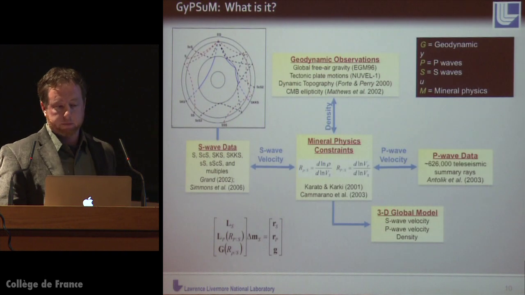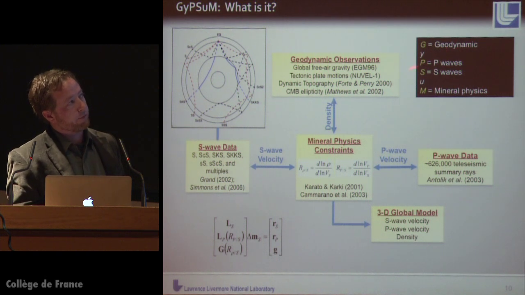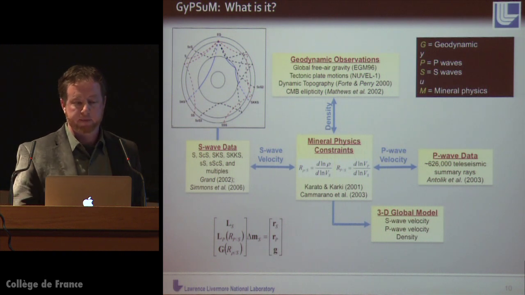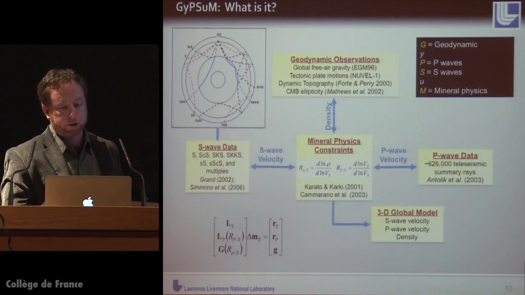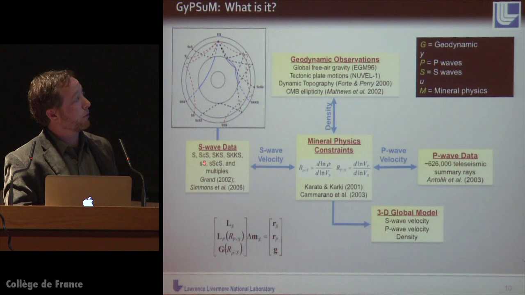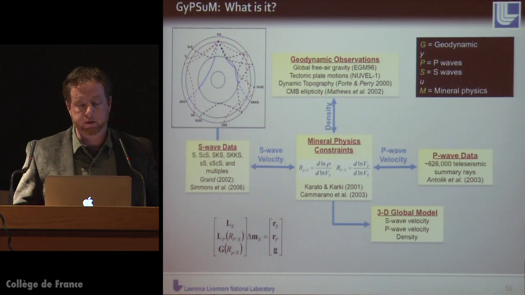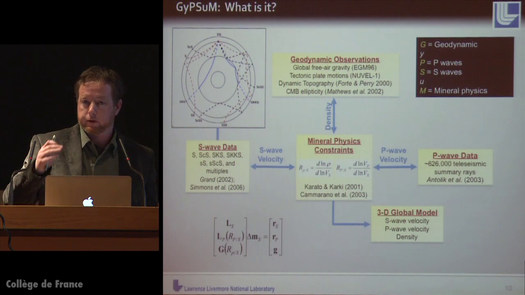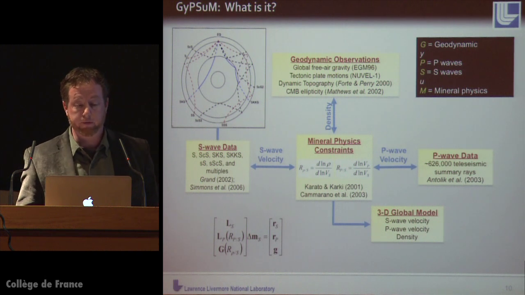Okay, now I'll go into GyPSuM. First of all, what is it? The G stands for geodynamic, P stands for P waves, S stands for S waves, and M stands for mineral physics. It is a joint model of shear wave data, including multiples measured by myself and Steve Grand, and geodynamic observations, including global free air gravity field, tectonic plate motions in terms of the divergence of the plates, dynamic topography at the Earth's surface, and the CMB excess ellipticity, which is presumably flow-driven.